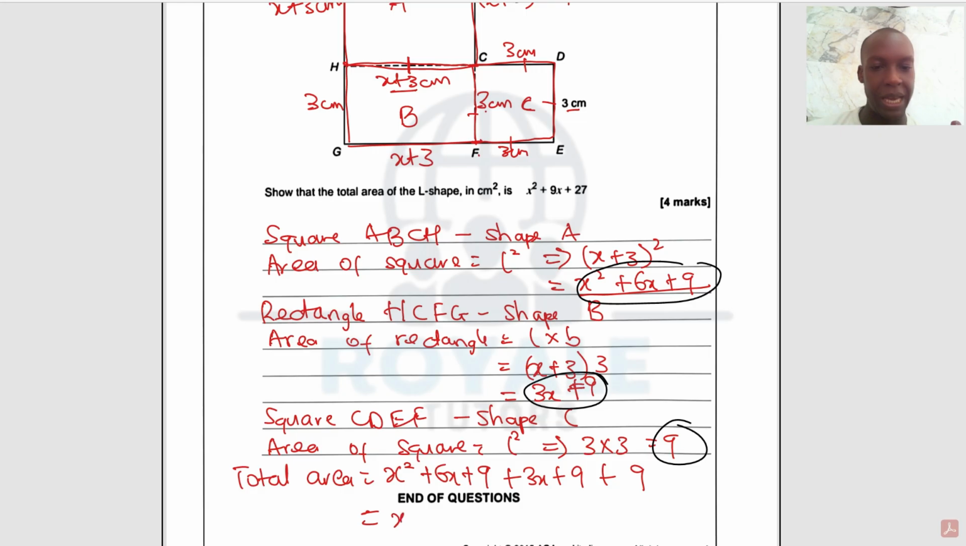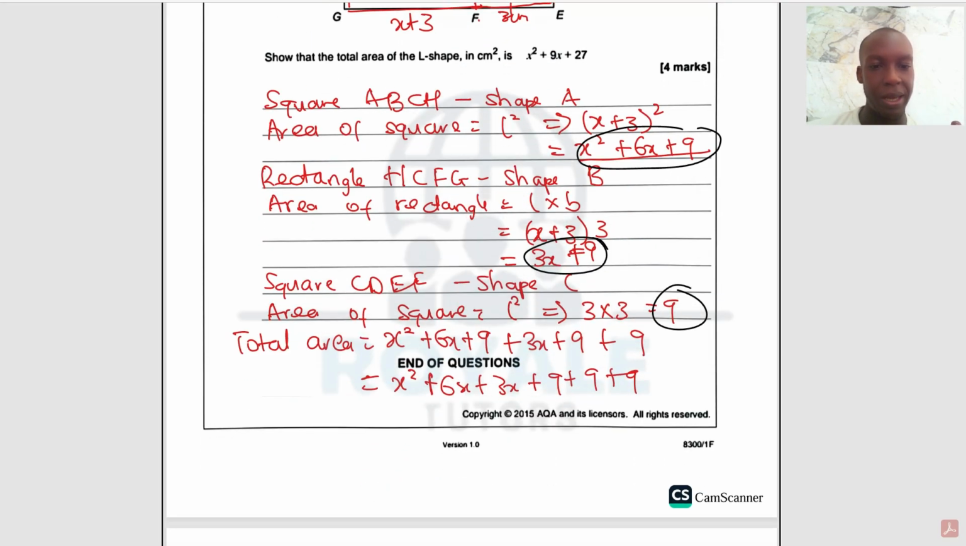I'm going to have x squared plus 6x plus 3x, and of course plus 9 plus 9 plus 9. So adding all this together, I'm going to have x squared plus 6x plus 3x is 9x, and 9 plus 9 plus 9 is 27. So we have successfully shown that the total area of the L shape in centimeters squared is going to be x squared plus 9x plus 27 in centimeter squared.